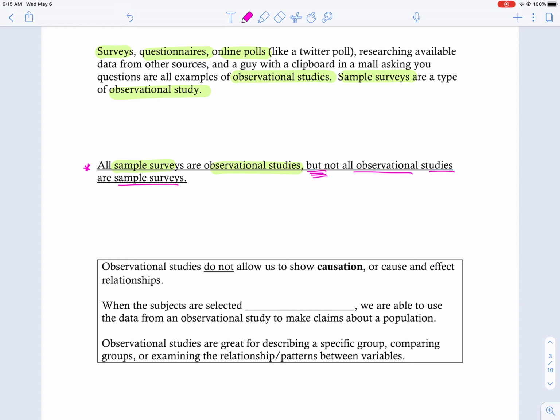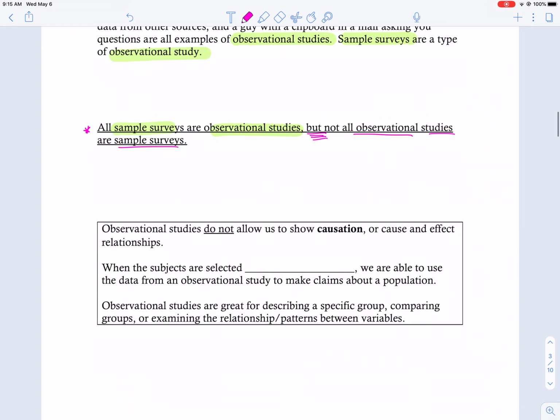So observational studies do not allow us to show causation or cause and effect relationships. When subjects are selected randomly, right, without bias, we are able to use the data from an observational study to make claims about the population. So observational studies are great for describing a specific group, comparing groups, or examining relationship patterns between variables.